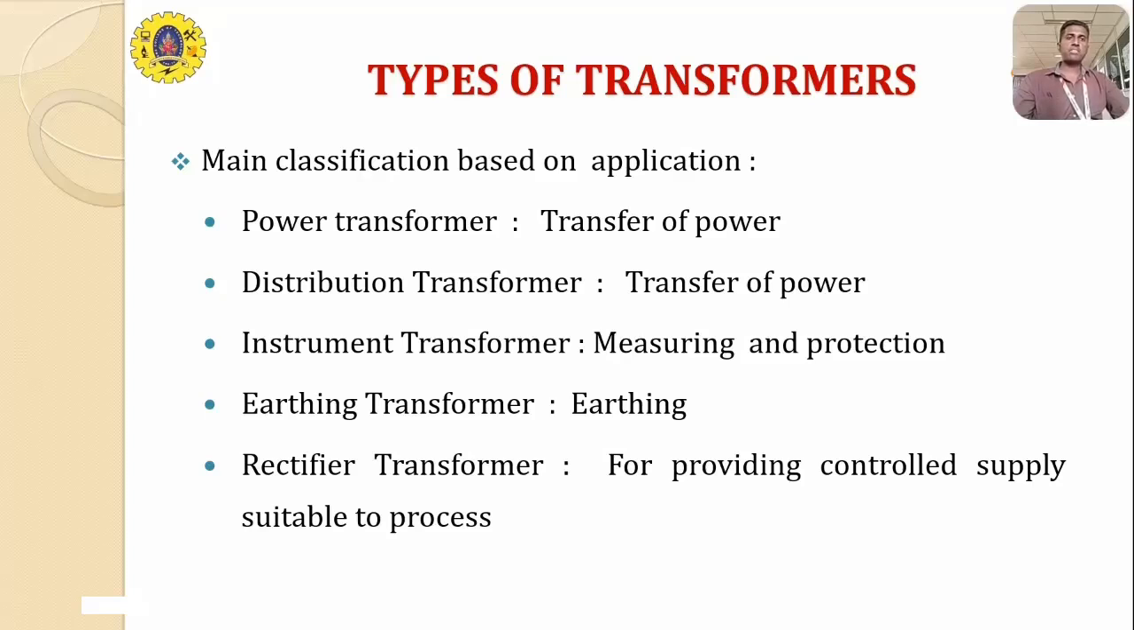The next one is the instrument transformer. It is used for measurement of voltage, and it is also used for protection. Then the earthing transformer, for earthing of a power line. And finally the rectifier transformer, which is used for providing controlled power supply to different processes.